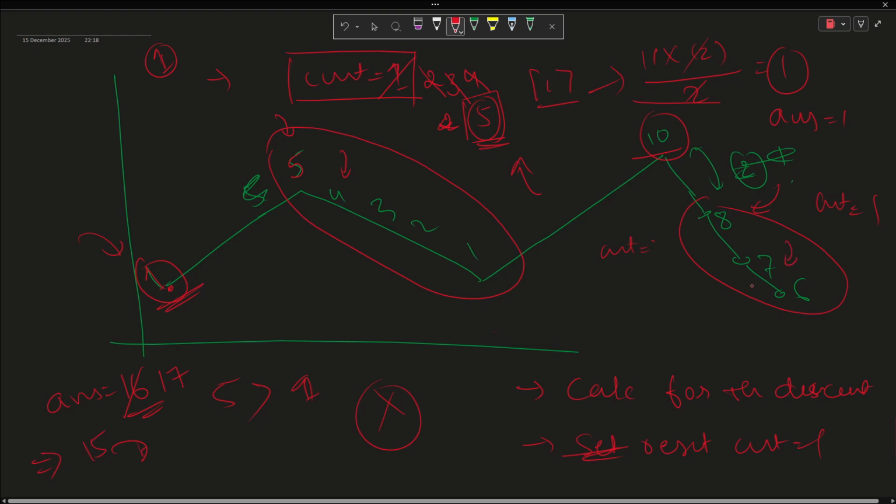Now we move to 7. For 7, the difference is 1 and it's decreasing. We reset the count to 2. Now we go to 6, increase the count to 3. Now we have nothing. We have finished the entire given array.